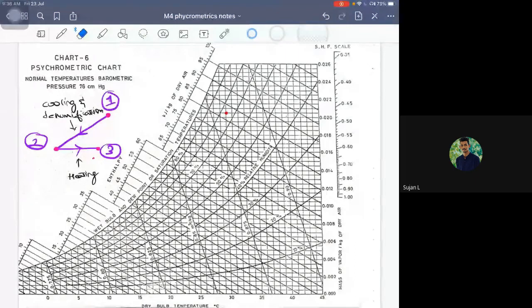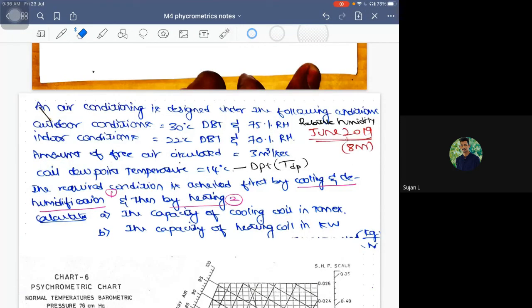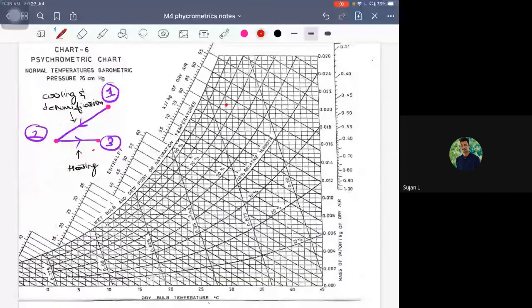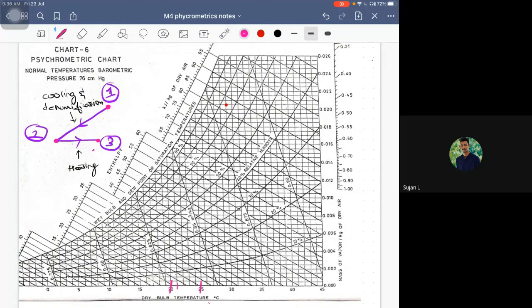Indoor condition is being given as 22 degrees Celsius DBT and 70% RH. Okay, so 22 degrees Celsius, look at the bottom now. So this is 20, I hope, right? So this is 25. So this is 21 and this is 22. Now for 22 degrees Celsius, I'll be marking a construction line full-fledged like this. So this is 22 degrees Celsius DBT.